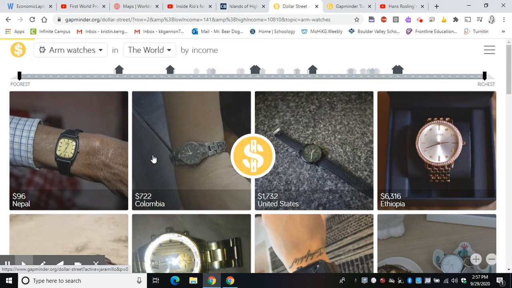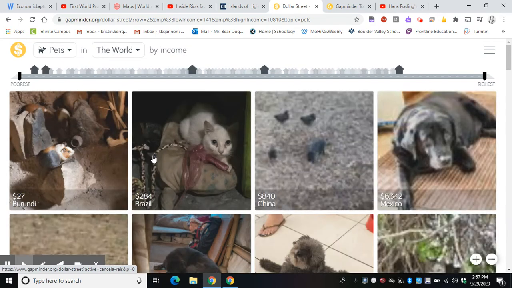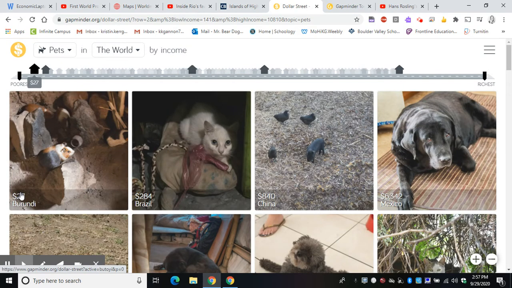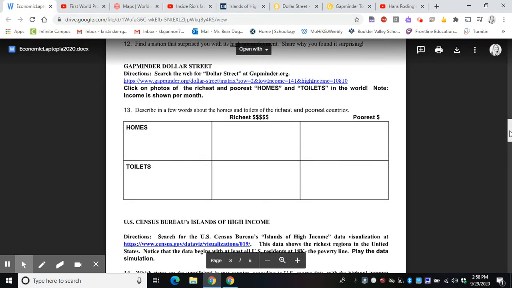But I find this fascinating because you can look at all kinds of things and how they vary and the amount of money. So here are the pets in Burundi, which looks like a little tiny mouse. The pets in China, which include these chickens and that pig, and this 6,342 dog. I guess that's what it would cost to care for that animal. So you're going to be comparing some questions in Dollar Street.